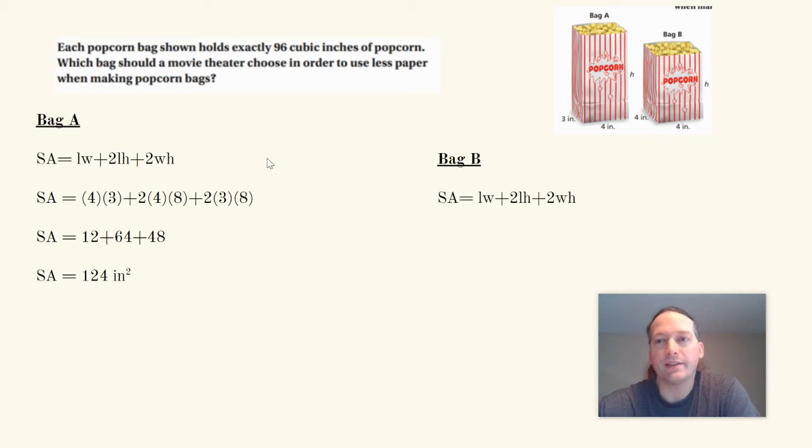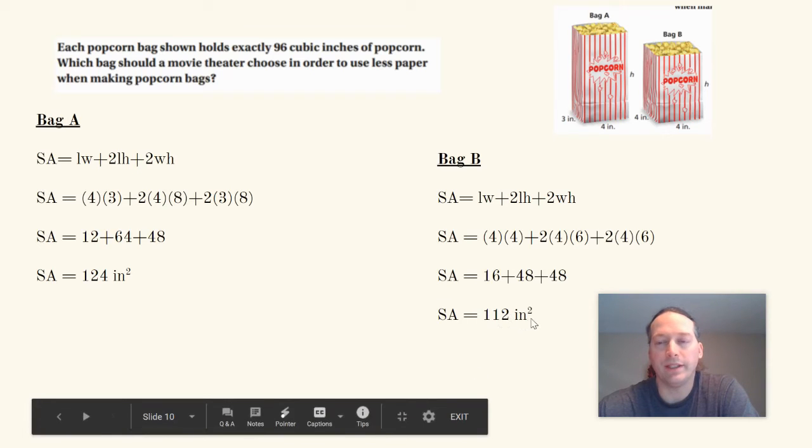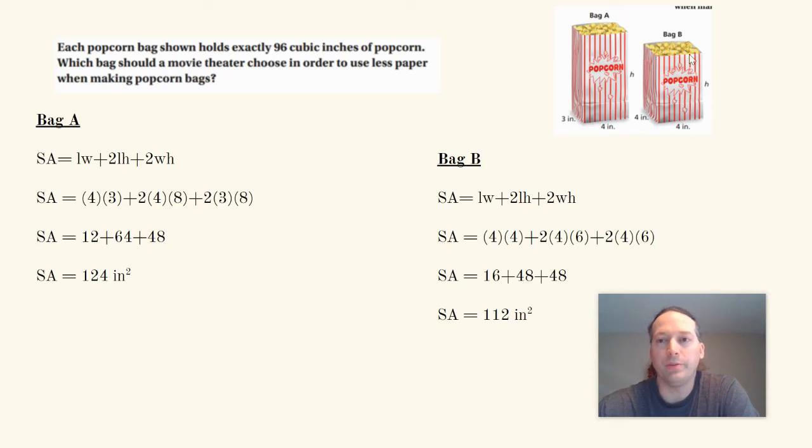Bag B, okay, again, it's the same exact formula. We just change out the 4 for the 3s. Go through, and it comes out to be 112 inches squared. So if they wanted to use less paper, they would have made it more cubic.